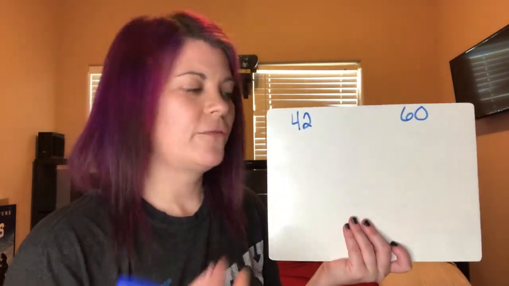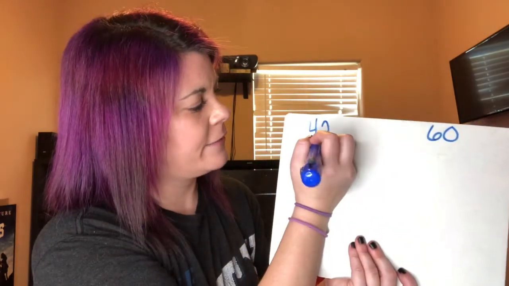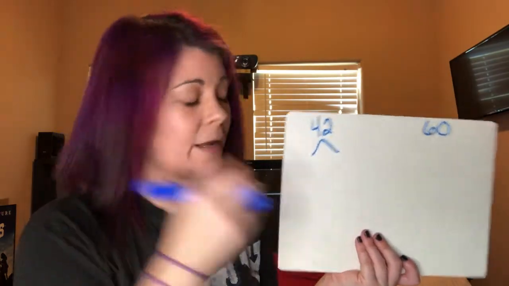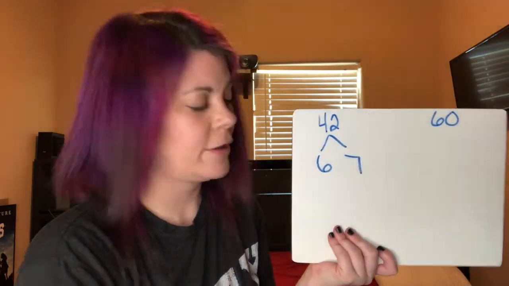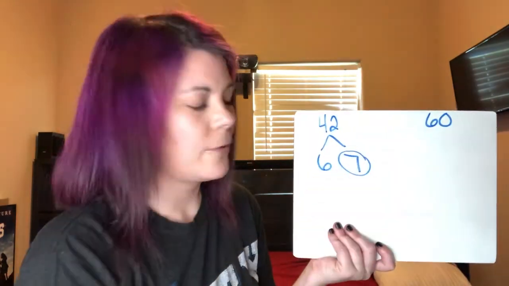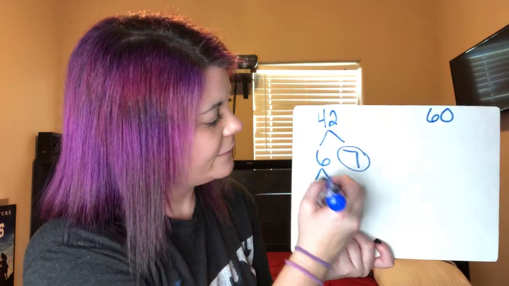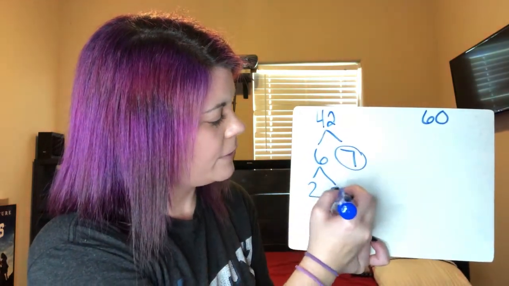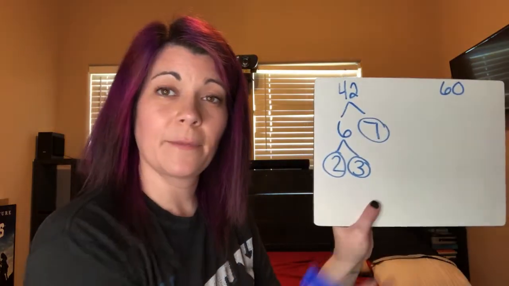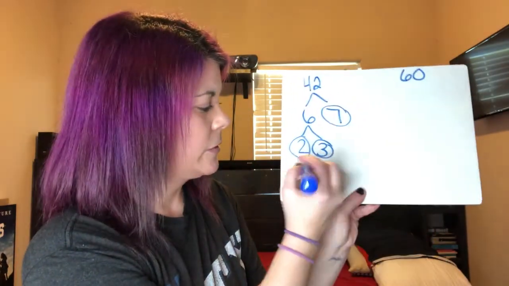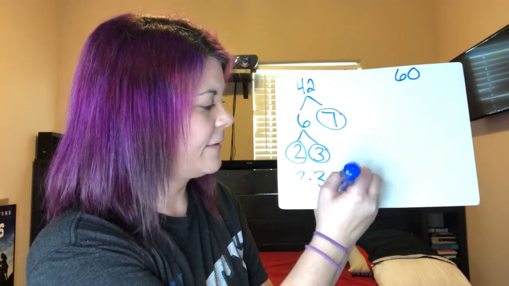What two factors multiplied together give me 42? Off the top of my head, 6 and 7 come to mind because I know 6 times 7 is 42. Well, 7's prime, so I can circle that. 6 can be broken down to 2 and 3. So those are both prime. Now I've found the prime factorization of 42: 2 times 3 times 7.